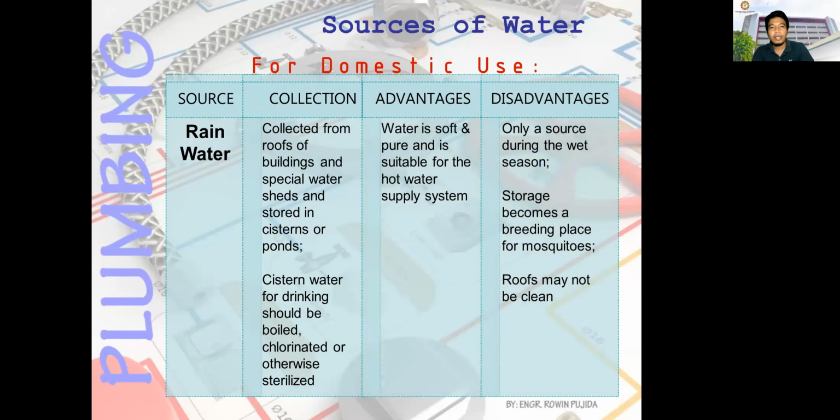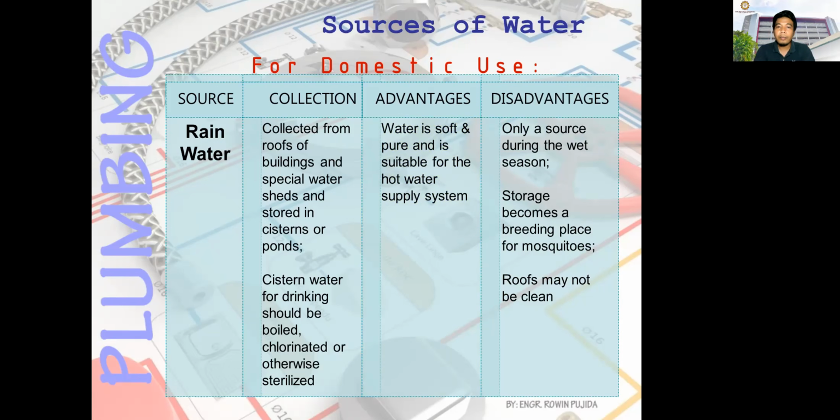For the collection, it is collected from roofs or buildings and special watersheds and stored in a cistern, tank, or ponds. Cistern water for drinking should be boiled, chlorinated, or otherwise sterilized. Sometimes rainwater is also used for drinking in some places with no line of potable water.